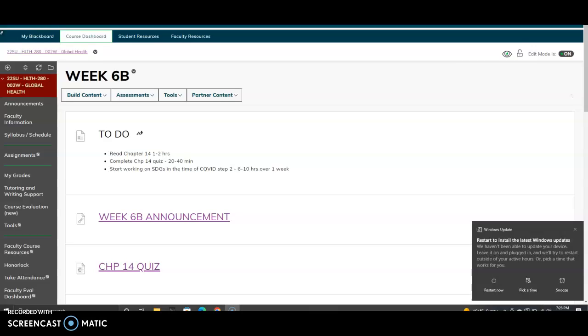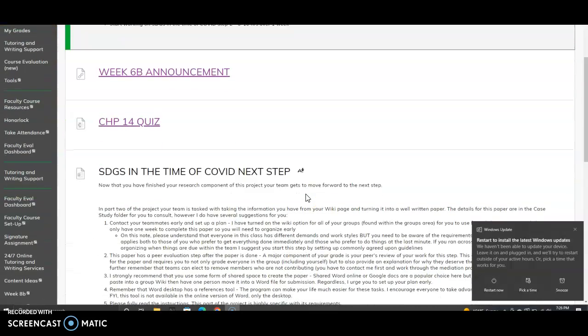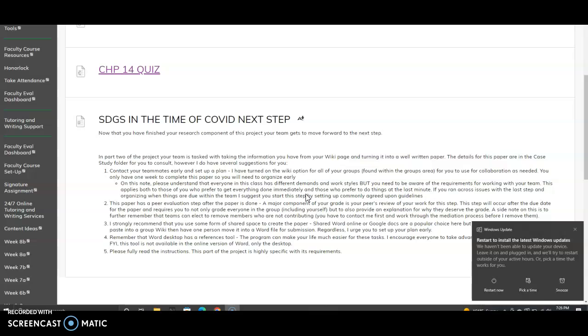So you should be completing step 1 of the Sustainable Development Goal signature assignment, and that was group research. And now what you'll be doing is completing the next step. So you get to compile a group research paper, which I absolutely understand is difficult.